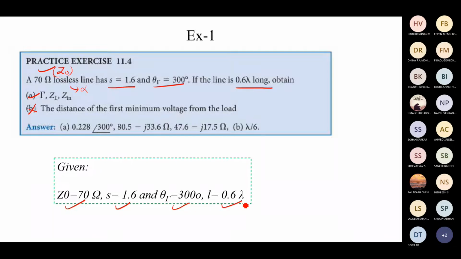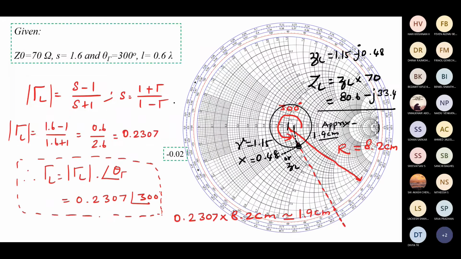These four values are given. Now we have to solve the problem using the Smith chart. So what we are going to do? First, we are going to draw the so-called S circle, or the VSWR circle.